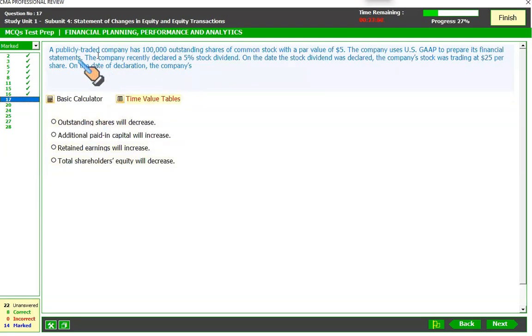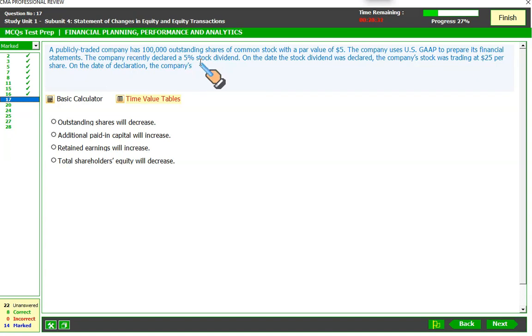Okay, now here we go. A publicly traded company, a company whose shares are listed on a stock exchange, has 100,000 outstanding shares of common stock with a par value of $5. Par could be anything, $1, $5, $10, $100, $1,000. It is your choice. When you get your company registered, you may select any par you want. The company uses US GAAP to prepare its financial statements. The company recently declared a 5% stock dividend. Clearly, 5% is a small stock dividend.